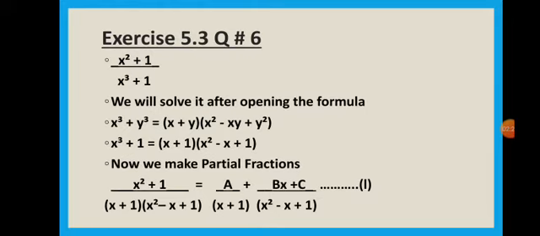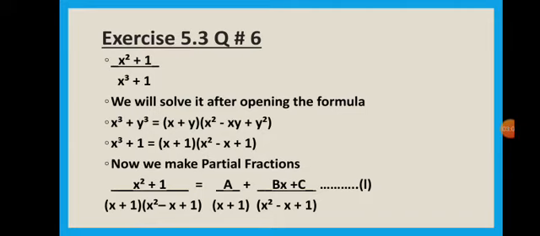So in the denominator there is x cube plus 1. We apply the formula x cube plus y cube is equal to x plus y into x square minus xy plus y square. So when we convert x cube plus 1 by using the formula into its factors, we will get x plus 1 and x square minus x plus 1, that is the factor of x cube plus 1. So the denominator is changed into one linear factor and one quadratic factor.